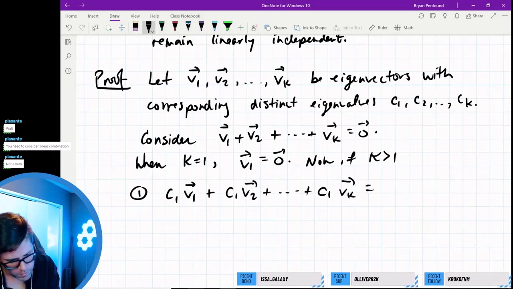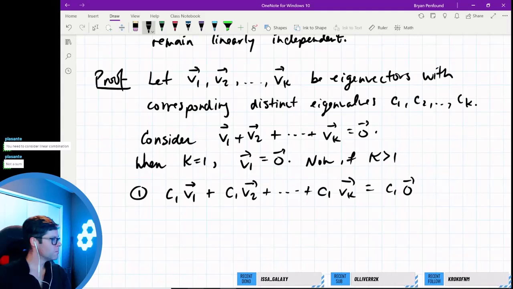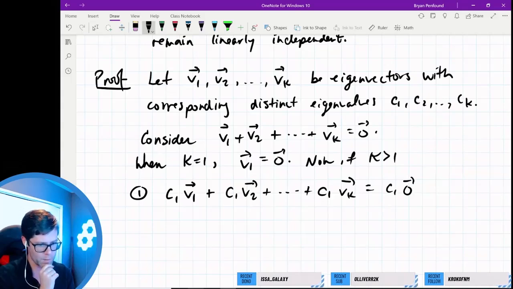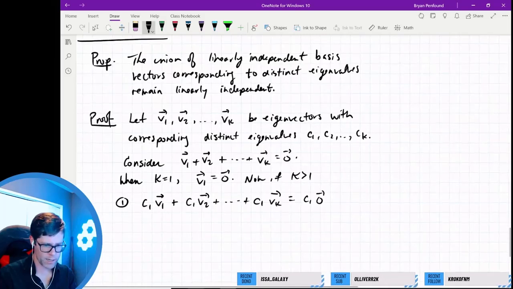Okay, I saw something pop up in the chat, so give me a hot second to write something down. You need to consider a linear combination, not a sum. How does this work? That's what we're going to be doing here. We're going to be looking at the linear combinations, right? So, okay, give me a hot second here to think about this.